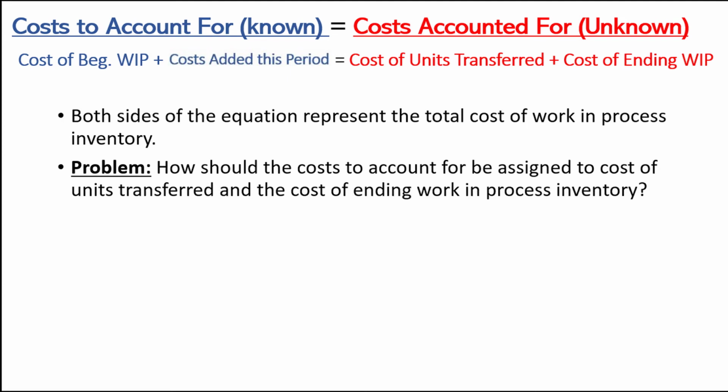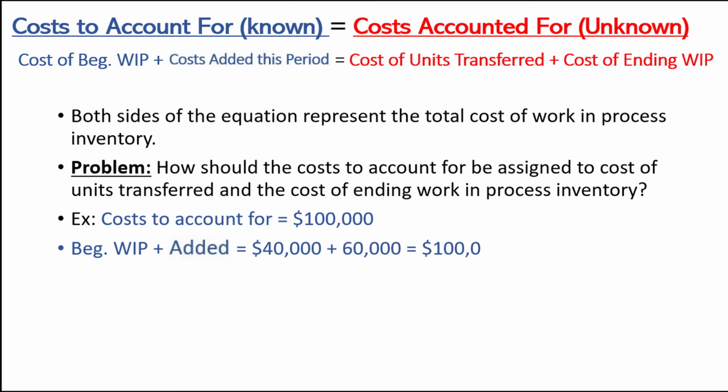In case you got lost there, let's consider a quick example. Let's say that the costs to account for are $100,000, made up of $40,000 from beginning inventory and $60,000 from costs added that period.